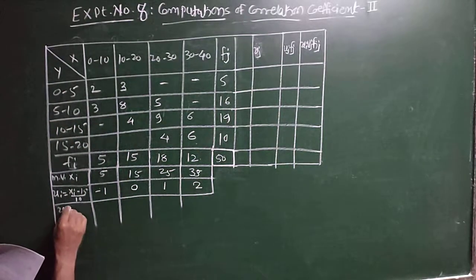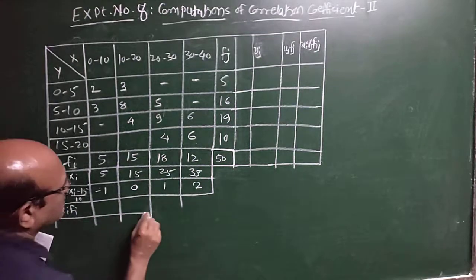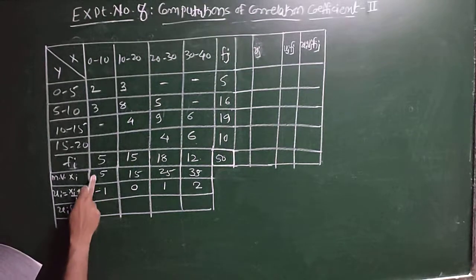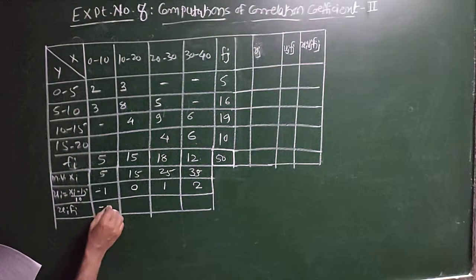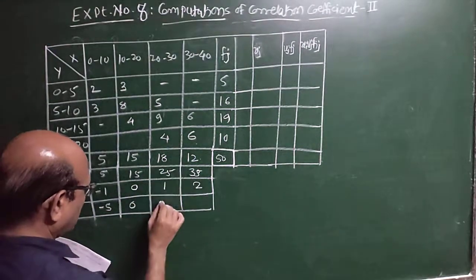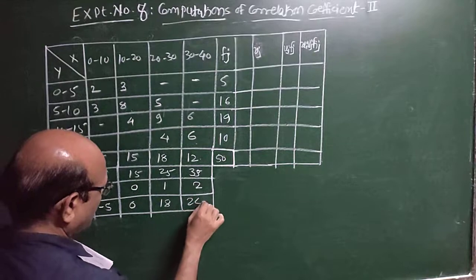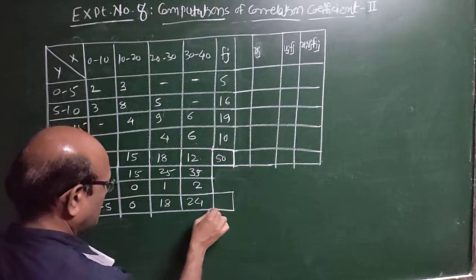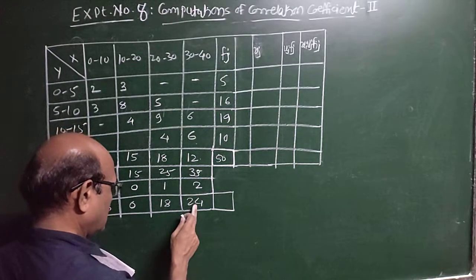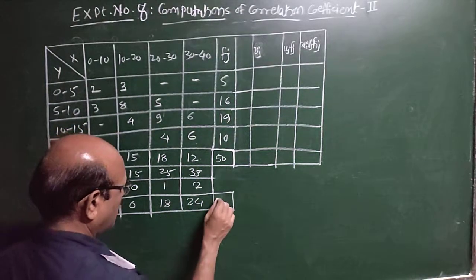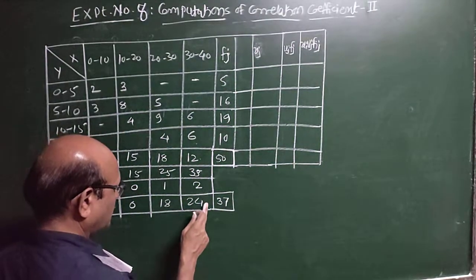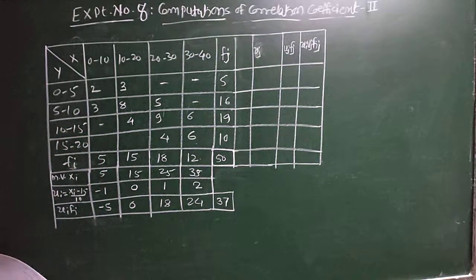Now I will obtain the ui fi column. ui is here, fi is here. So 5 into minus 1 will be minus 5. This will be 0. This is 18 and this will be 24. Get its total. So this will be 13 plus 24, that is 37.